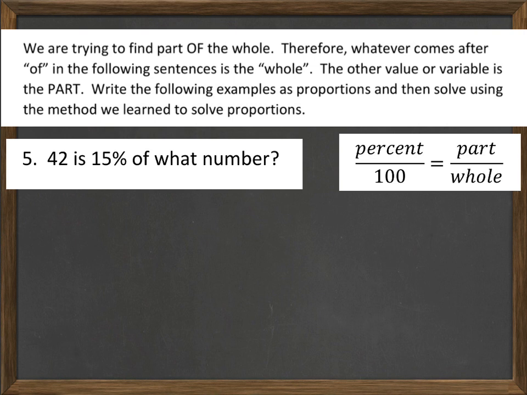Okay, this one says 42 is 15% of what number? So again, 15%, that's the easiest thing to rewrite. Percent means out of 100. So we write 15% as 15 out of 100, or 15 over 100.